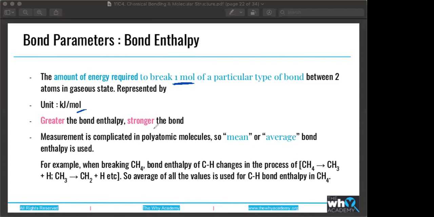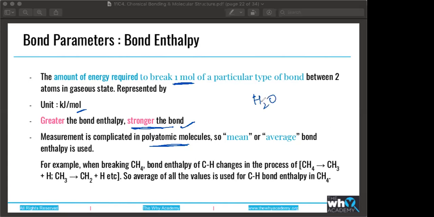Greater the bond enthalpy, stronger is the bond. This makes sense because if the amount of energy required to break it is more, like if you have to spend more energy to break a particular bond, it means the bond is strong. So greater the bond enthalpy, stronger is the bond. The exact measurement is complicated in polyatomic molecules, like for example, water.